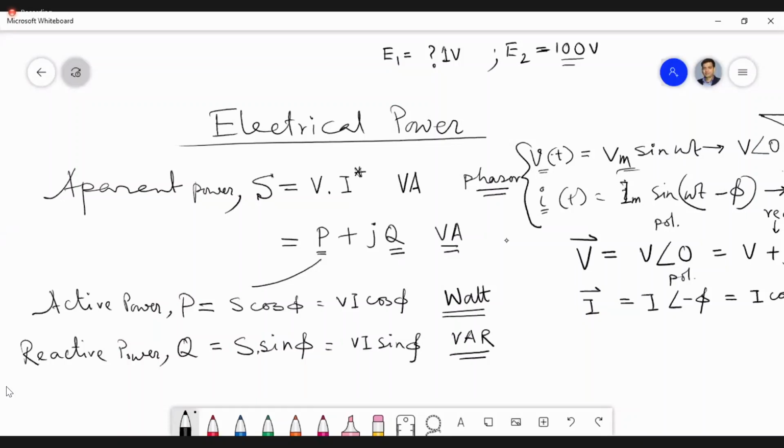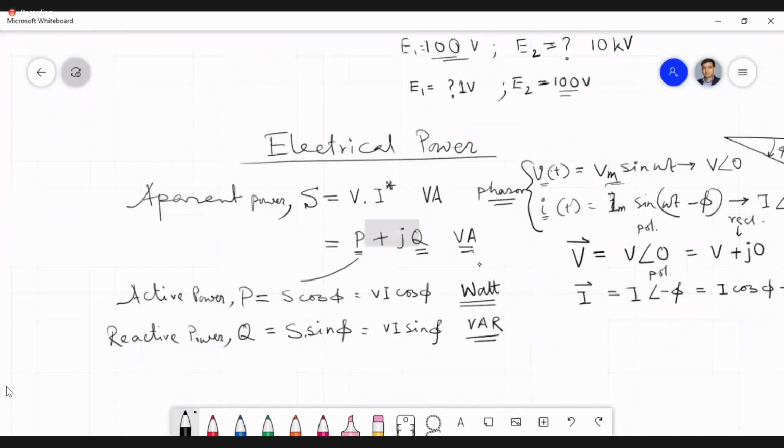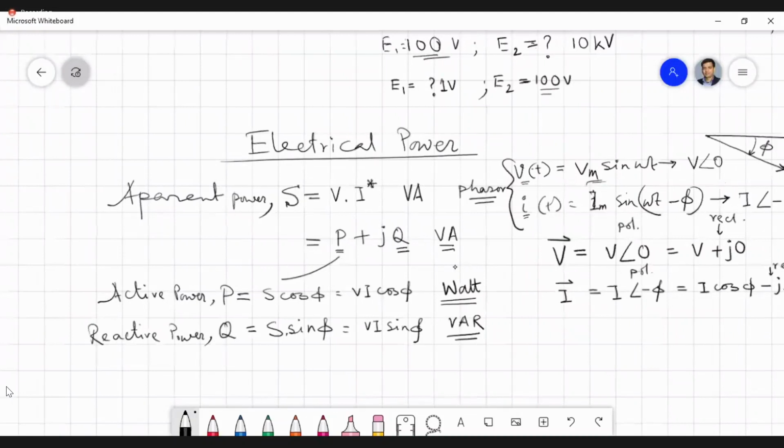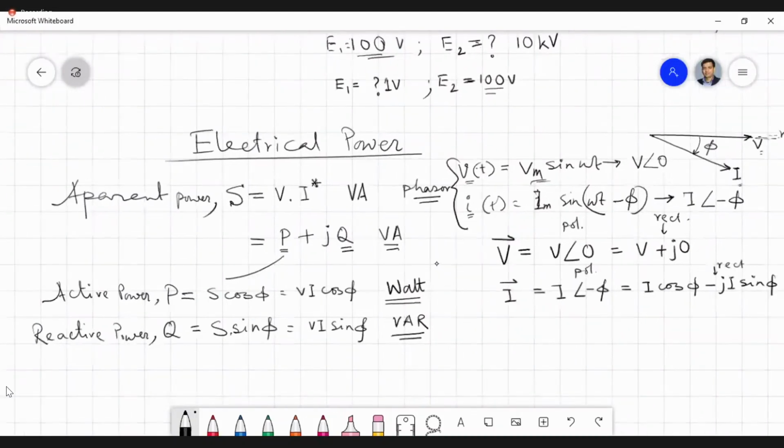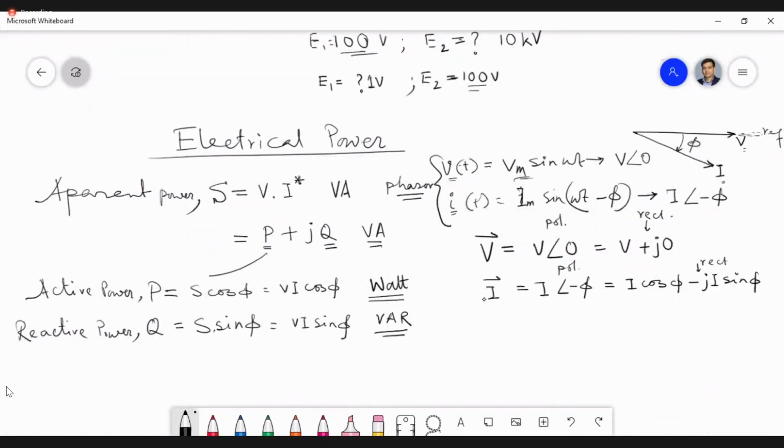So is it clear? Yes, sir. You should remember this definition during our transformer discussion, otherwise you will not understand the thing clearly.